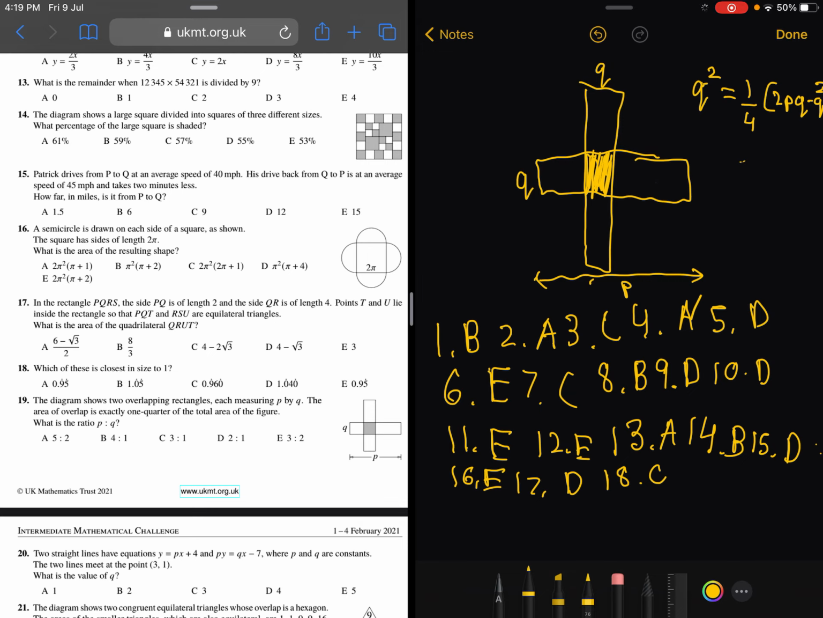So q squared is equal to half pq minus 1/4 q squared. So 5/4 q squared is equal to half pq. And 5/2 q is equal to p. And then from there we can get 2p equals 5q, and p is to q equals 5 is to 2, so 19 would be A. Not too tricky of a question, I'm hoping.